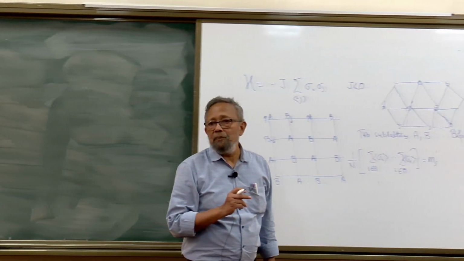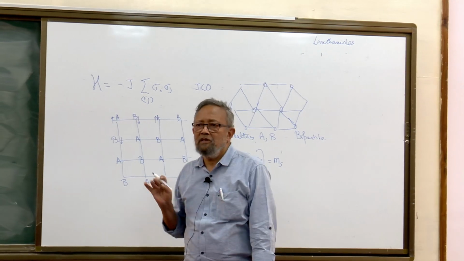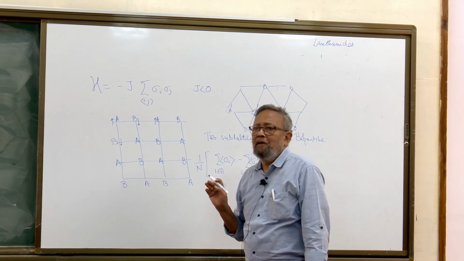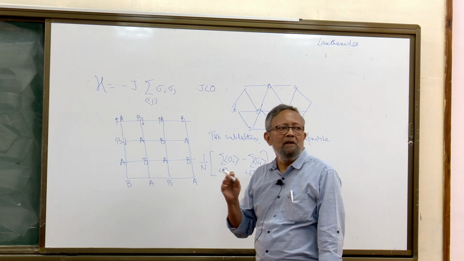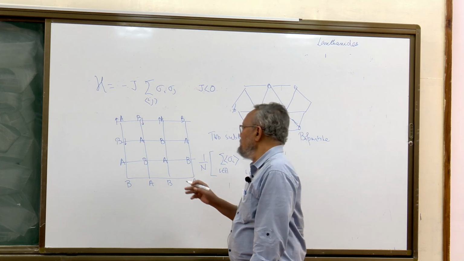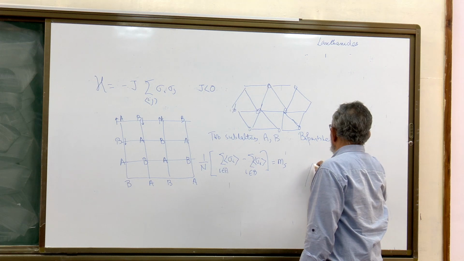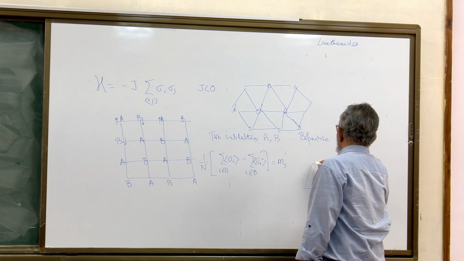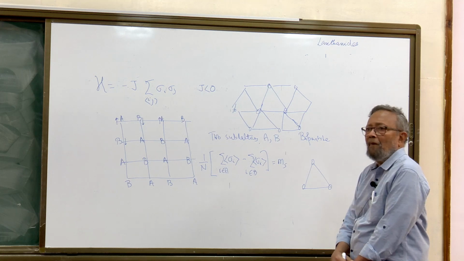So then there is a problem. Can you see the problem? This lattice is not bipartite. You cannot simply break it up into 2 sublattices such that this condition is satisfied. And you can already see that if you just look at a single plaquette of this lattice, there is one spin here, and one spin there.